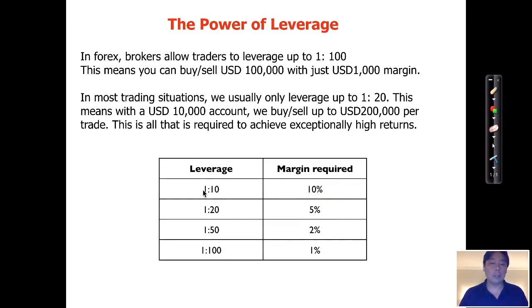So notice that based on the leverage, it tells you the margin required. Again, 1:20 means that we just put a 5% deposit, or 5% of the contract size, to go long or short on the position. So that's how we use leverage.